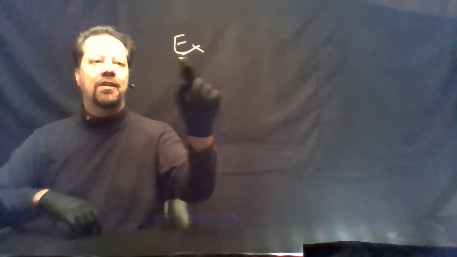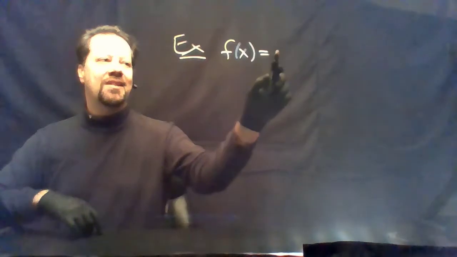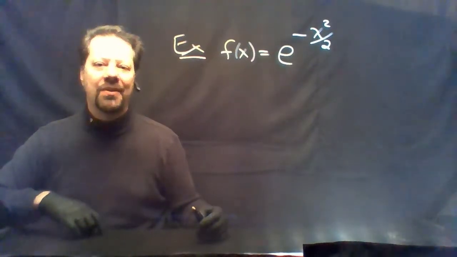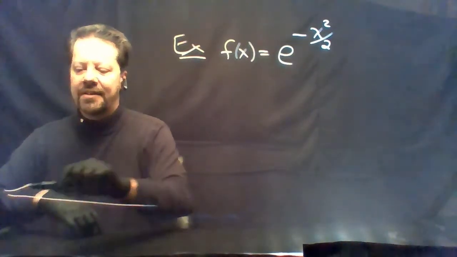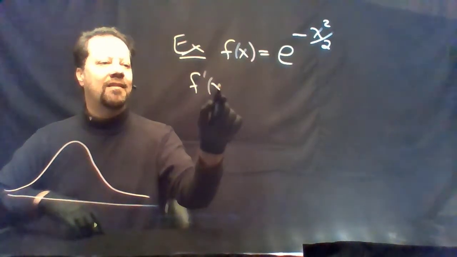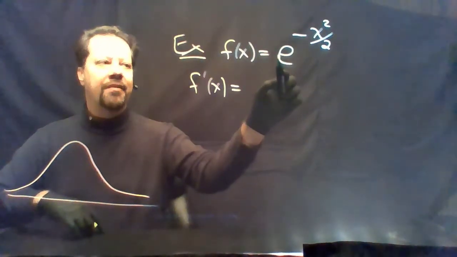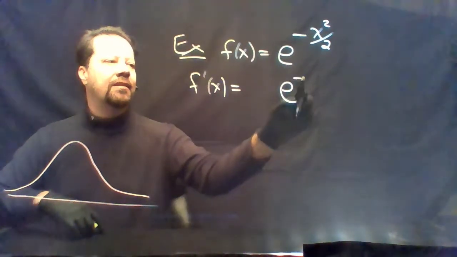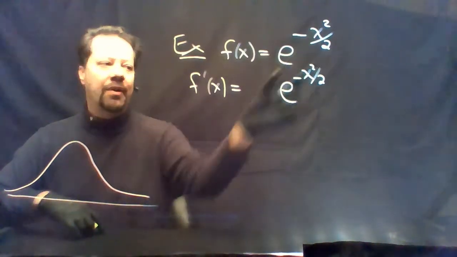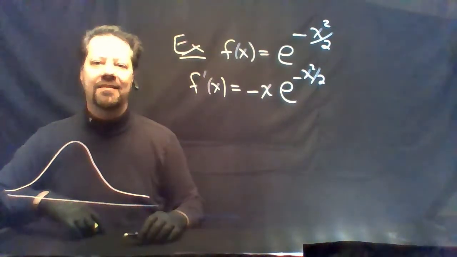For example, let's look at a curve that's related to the normal curve in statistics. e to the minus x squared over 2. The graph of this curve is like a bell shape. The first order derivative is, well, the derivative of e to the stuff is e to the stuff, but you need to multiply by the derivative of the exponent using the chain rule. The derivative of the exponent is minus x.